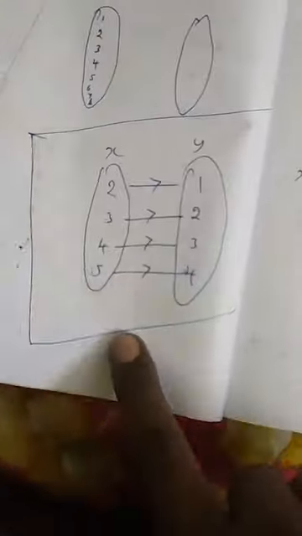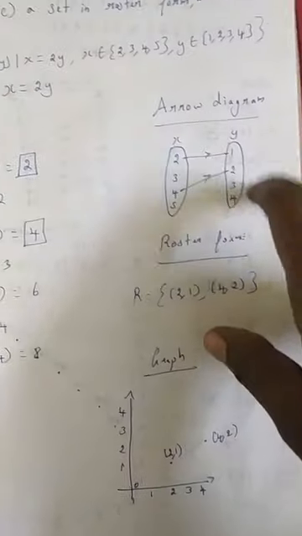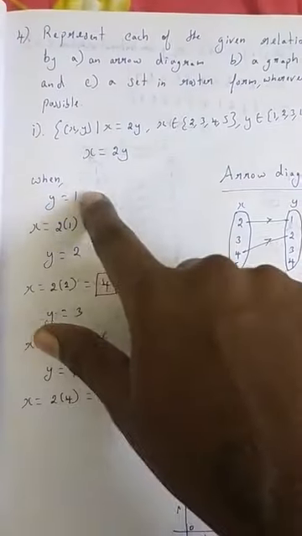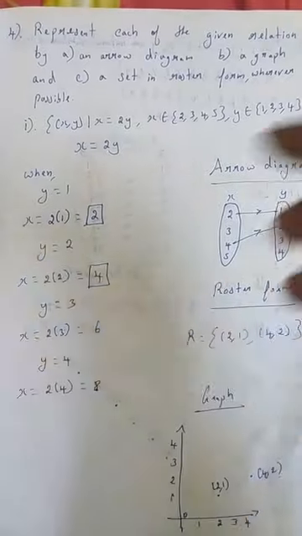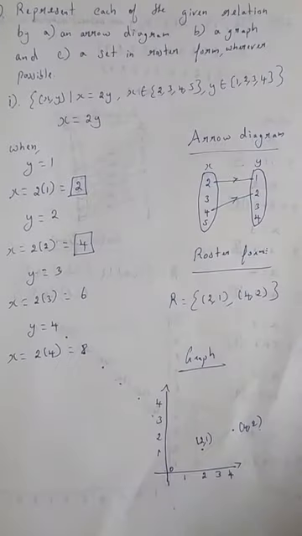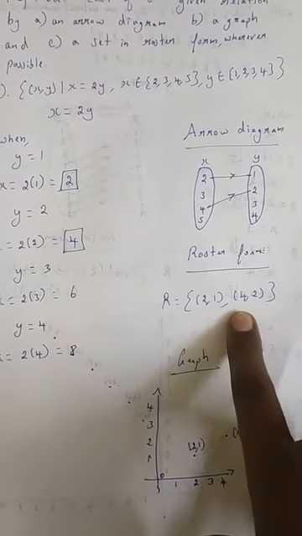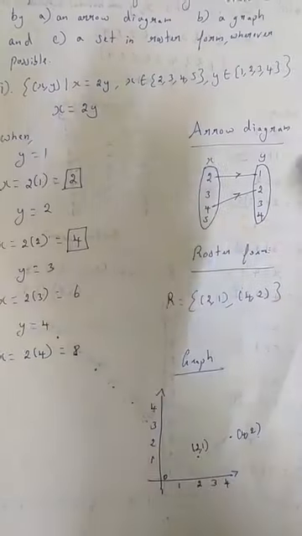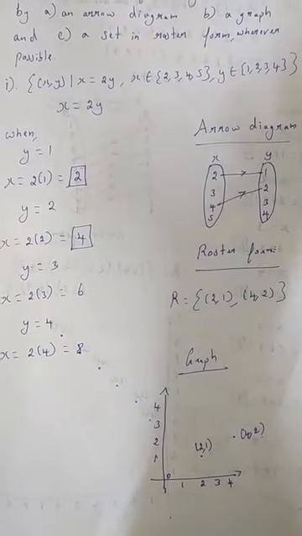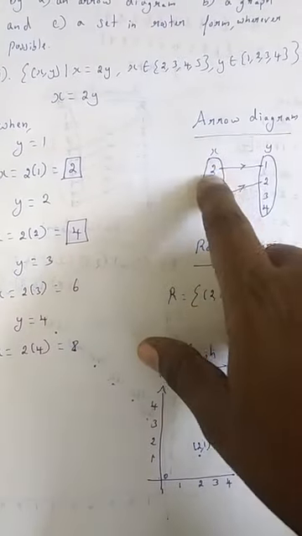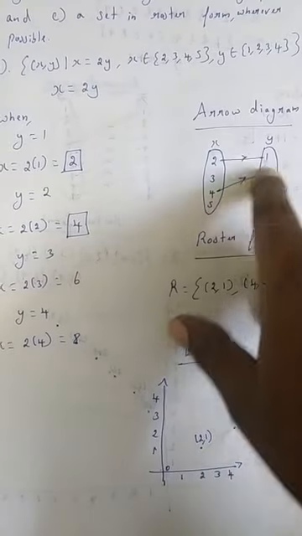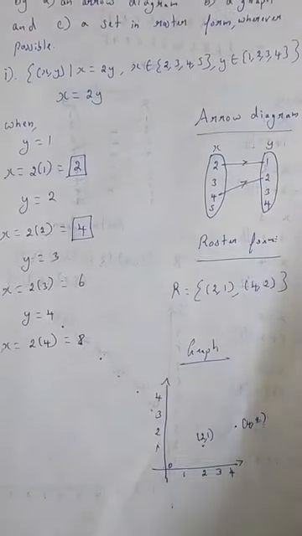So, don't do like this. It is wrong. This is correct. We have to find out the corresponding values. After that, we have to find out the relations. Then only we have to draw the arrow diagram. Next one is roster form. Roster form is very simple. We have to list out the elements. So what are the ordered pairs here? 2 and 1. So (2, 1), (4, 2). That is roster form.